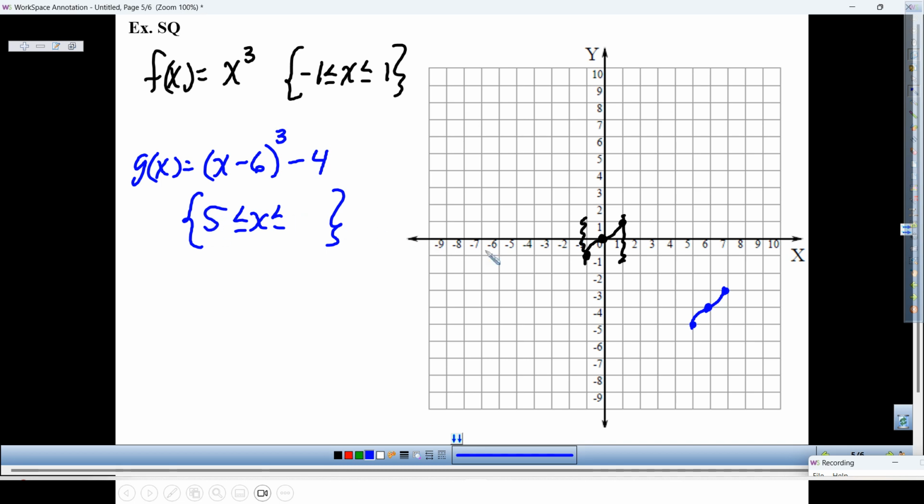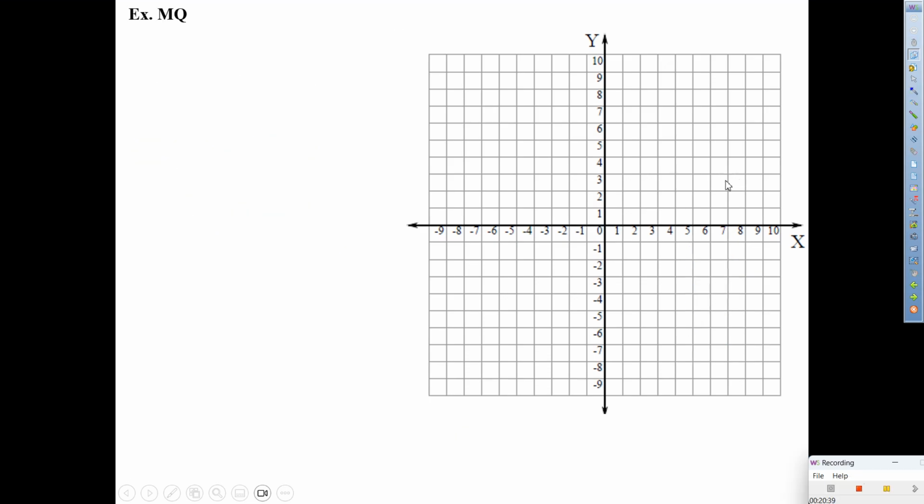5. Let's check. Here's 5. Yep, so far so good. And then the other end, 7. Looks about right. And that's my new domain. Hands if you got something like that. All right, not bad. Next. Let's go to the next one.